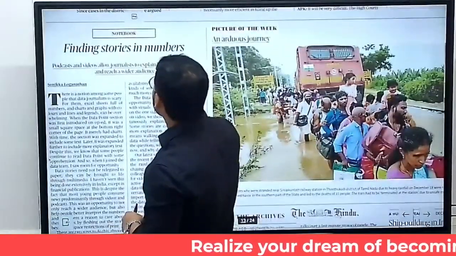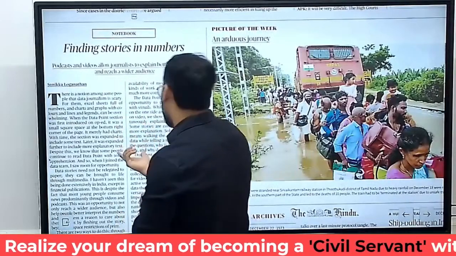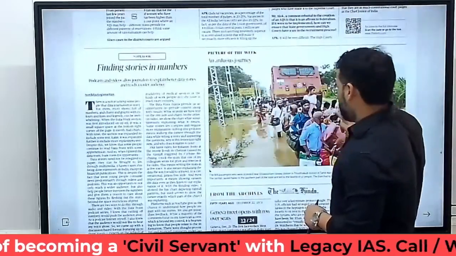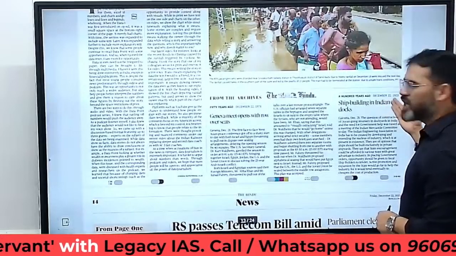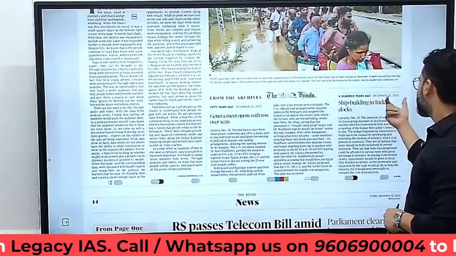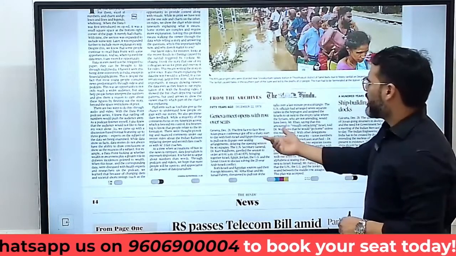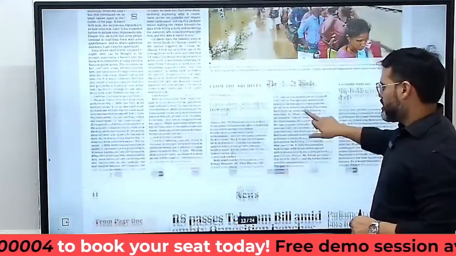Now, finding the stories in numbers, podcasts and videos allow the journalists to explain the data story better and reach a wider audience. Not important, correct? After that, for example, there is always old news here: on 22 December 1923 this news came, Geneva meets open with Rome. Again, it is old news only. They repeat history. That's it. So just leave it.